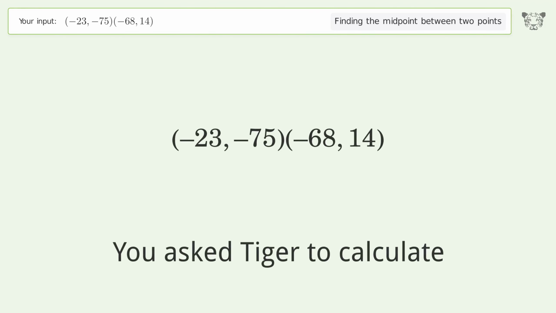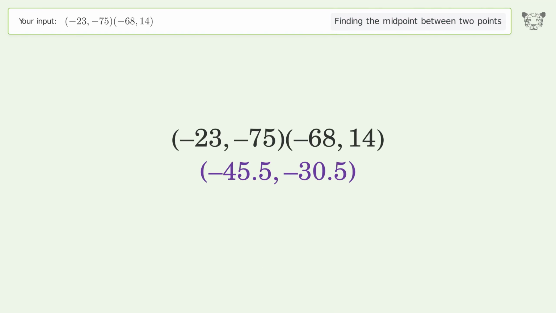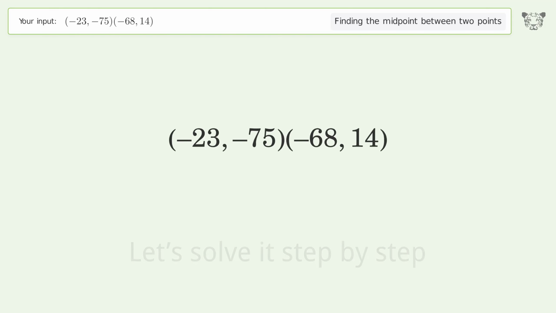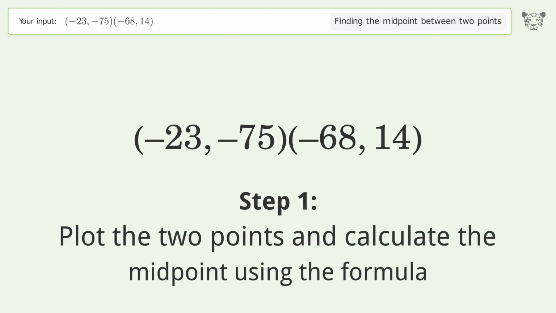You ask Tiger to calculate. This deals with finding the midpoint between 2 points. The midpoint between the 2 points is -45.5, -30.5. Let's solve it step by step. Plot the 2 points and calculate the midpoint using the formula.